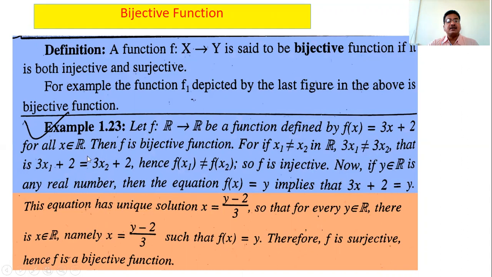So here is a correction, right? Not equal to sign. There is a not equal to sign. So right here, not equal to 3x2 plus 2. That is, add 2 on both sides.